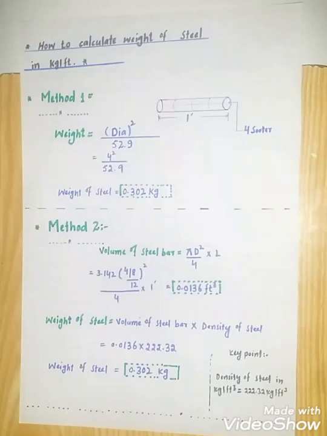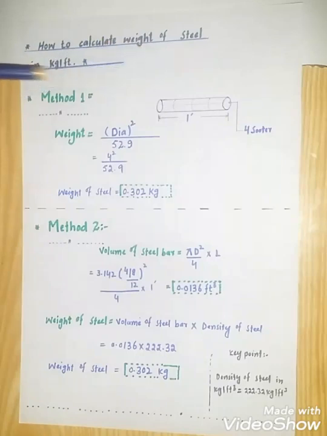I am engineer Rehanullah. My dear viewers, my previous topic was about one room estimation by the center line method. Today my topic is about how to calculate the weight of steel in kg per feet, kg per meter, and pound per feet. Now let's start.